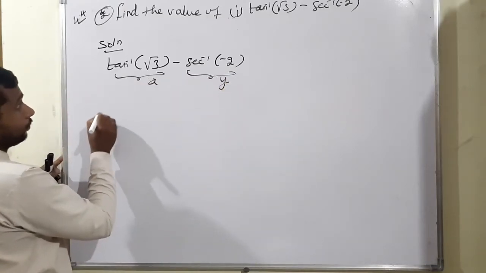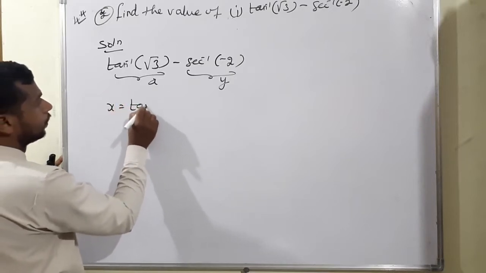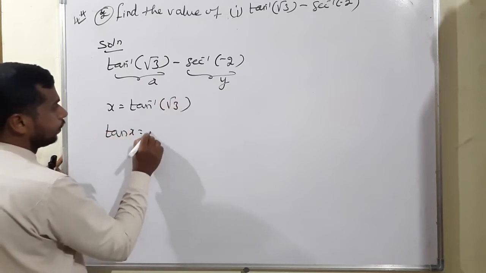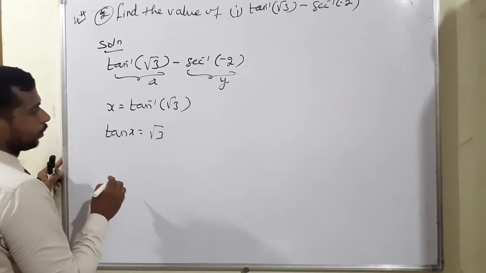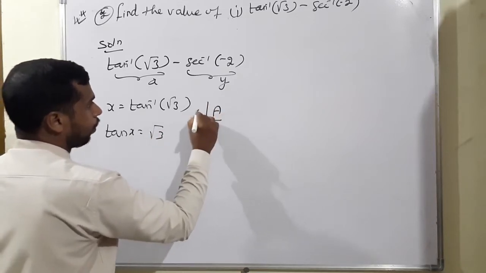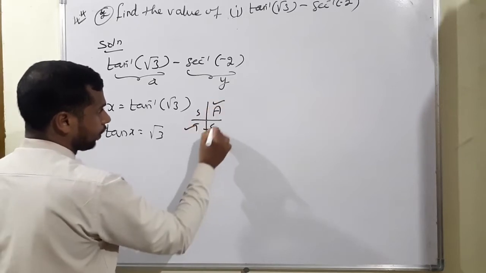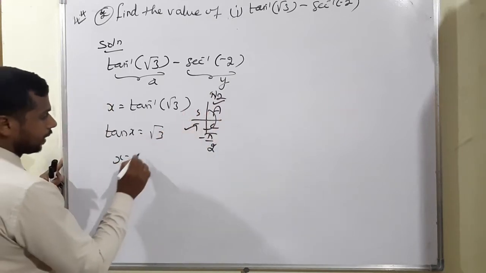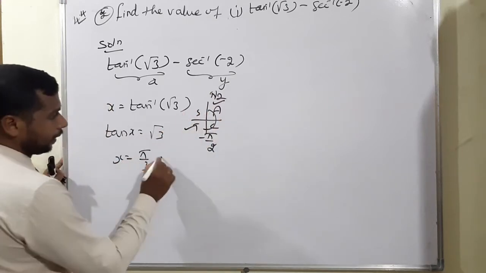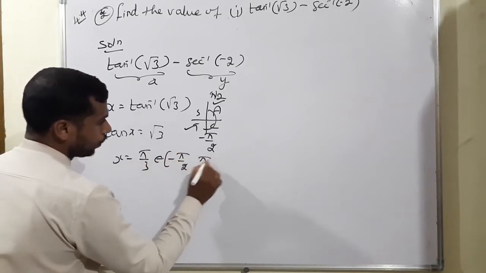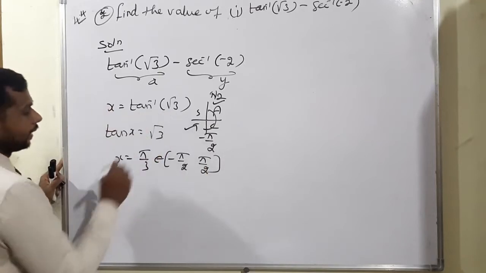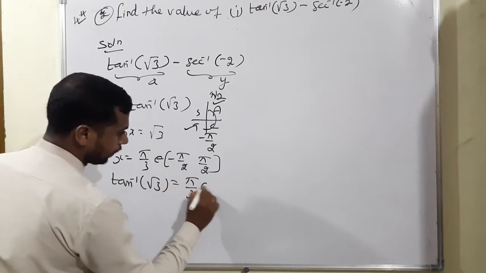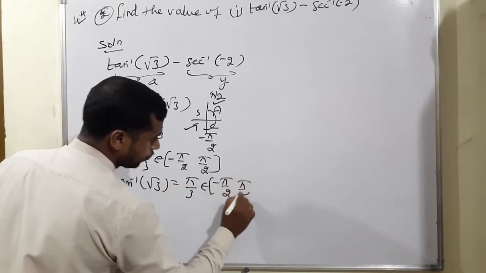Therefore, x is equal to tan inverse root 3. Again, bringing out the opposite side, tan x is equal to root 3. So, tan x is equal to root 3 means, according to the unit circle, positive in the first and third quadrants. The range is negative pi by 2 to positive pi by 2. So, first positive, simply we can say x is equal to pi by 3. It belongs to negative pi by 2 to positive pi by 2. What is the meaning of x? Tan inverse root 3. So, tan inverse root 3 is equal to pi by 3. It belongs to negative pi by 2 to positive pi by 2.